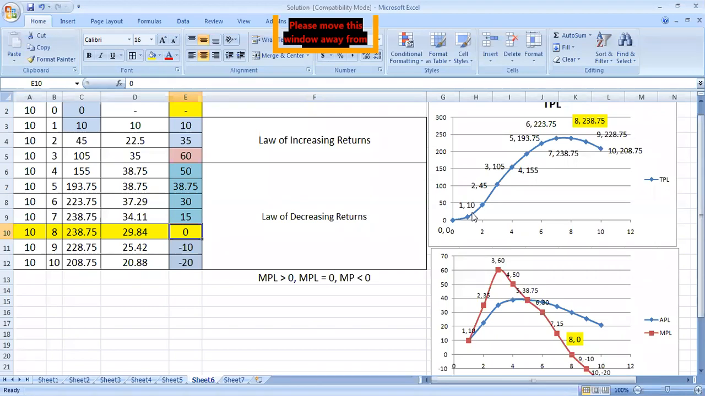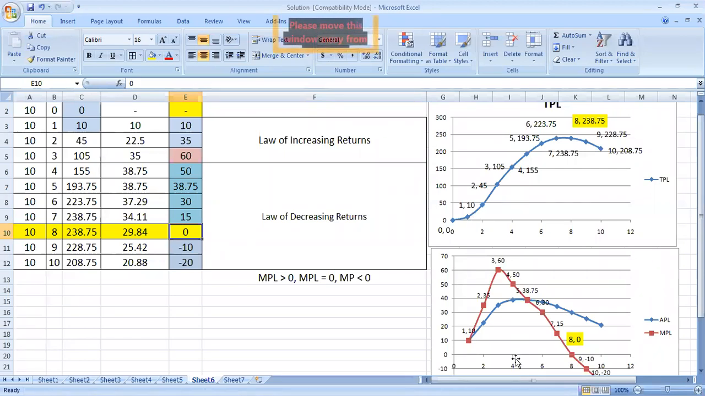Whenever marginal product of labor is greater than 0, the total output of labor is increasing. When marginal product of labor becomes negative, total output of labor starts decreasing. This is the relationship between total output of labor and marginal product of labor.